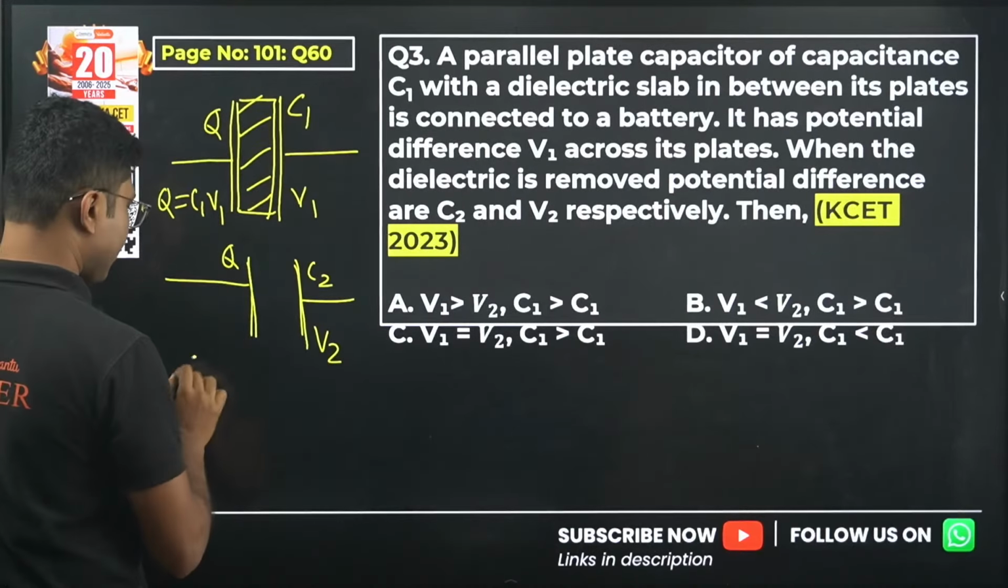Now in this problem there is a small mistake. Here everything will be C2. Okay, everything will be C2. These ones will be C2.